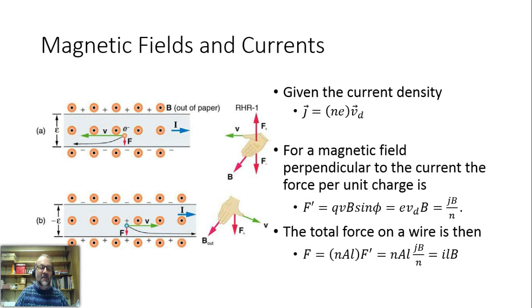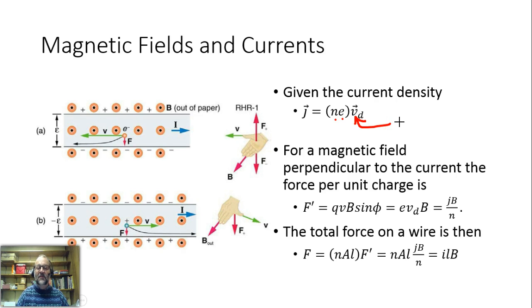So if you have a current carrying wire in a magnetic field, the magnetic field will actually exert a force on the current in the wire. This is called the Hall effect. So let's take the current density J, which is the number of electrons per unit volume times the charge on an electron times the drift velocity. Remember, we had the drift velocity from a few weeks ago.